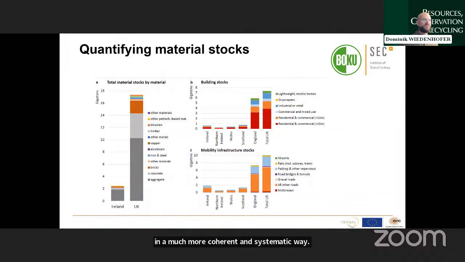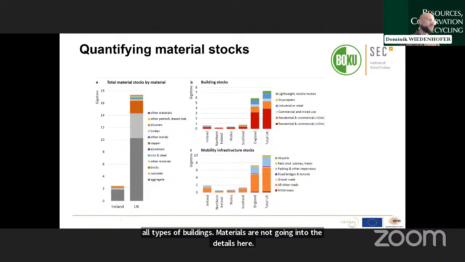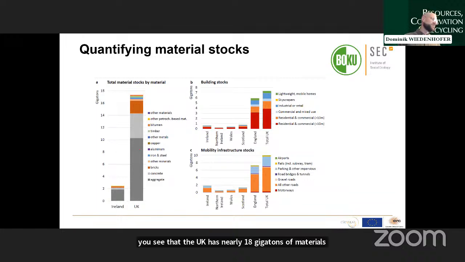We can also quantify the amounts of materials stocked in all types of buildings. I'm not going into the details here. Basically, you see that the UK has nearly 18 gigatons of materials as in-use stock, whereas Ireland only has a little bit more than 2 gigatons. On a per capita level, they are much closer, but you already see some differences happening there.